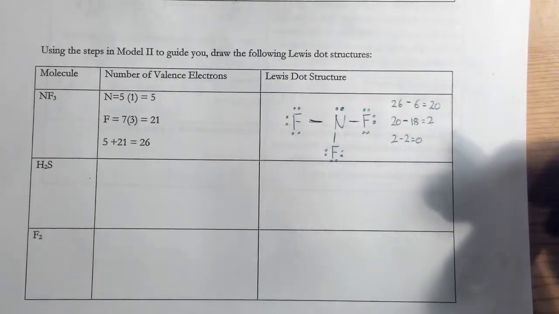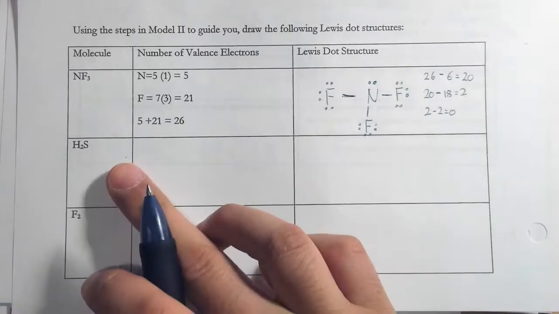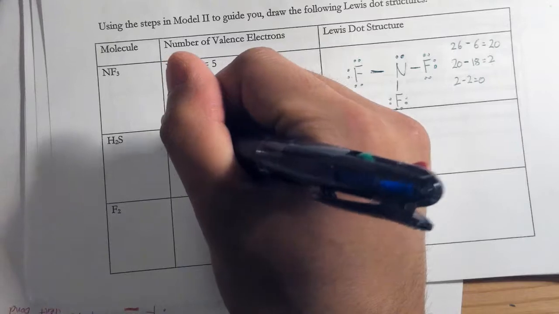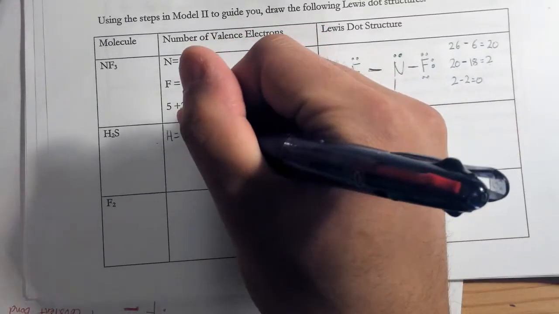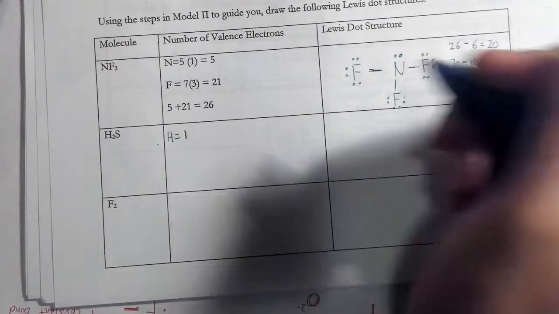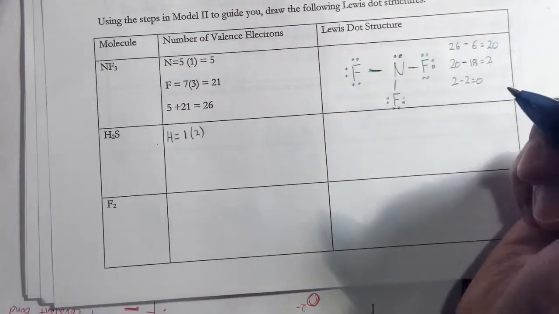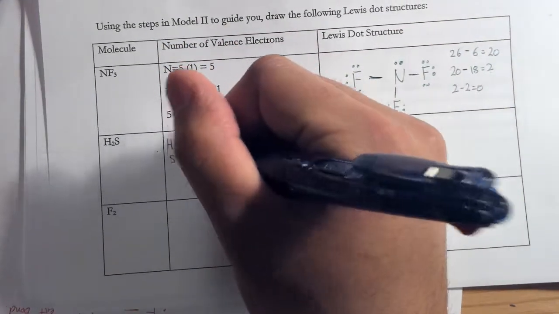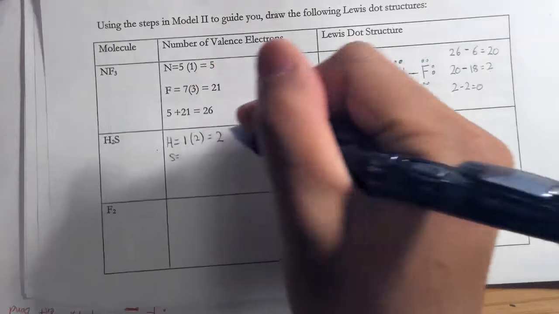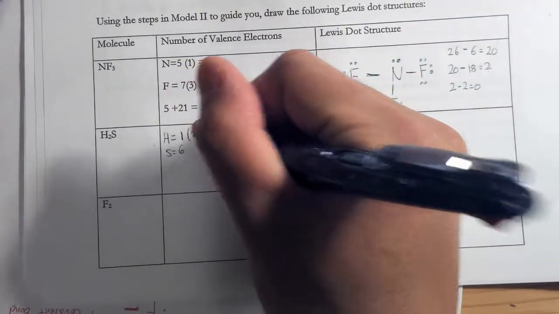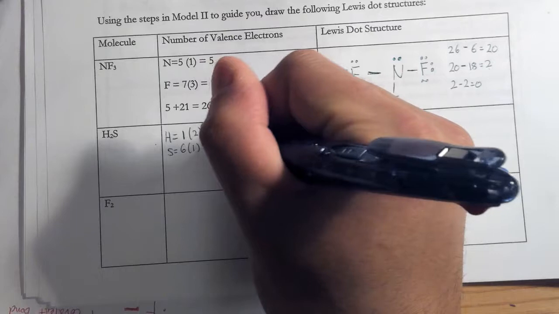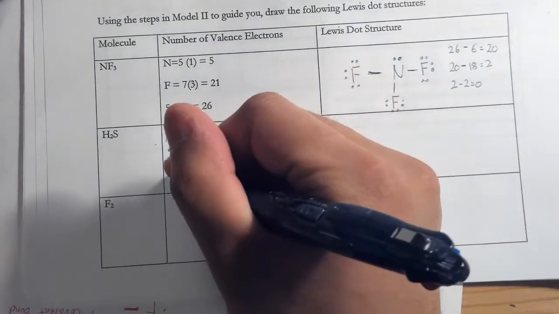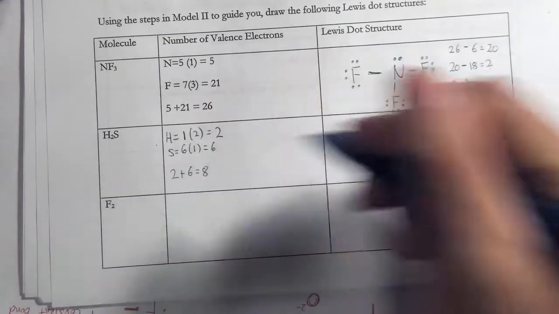Alright, so there's that. Next is H2S. H2, so there's hydrogen, which gives one valence electron and 2 hydrogens, and we're going to multiply that. That gives you 2. S, or sulfur, has 6 valence electrons, and there's only 1 here, so that gives you 6. And if you find the overall of it, 2 plus 6 gives you 8.